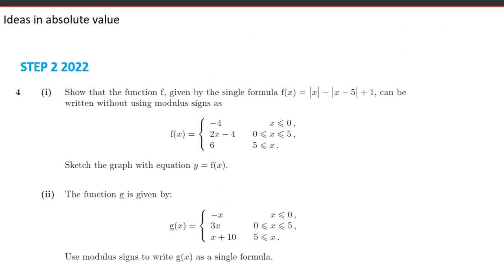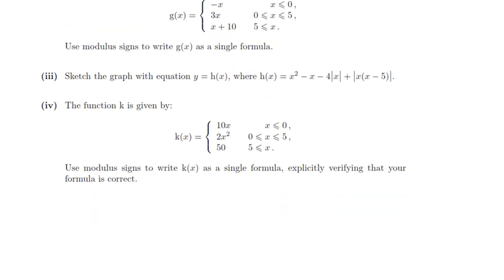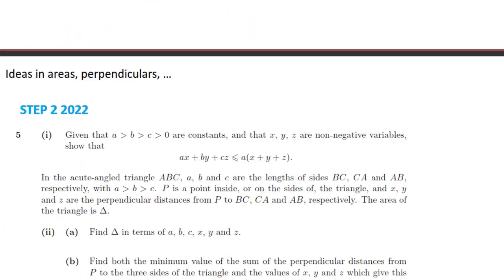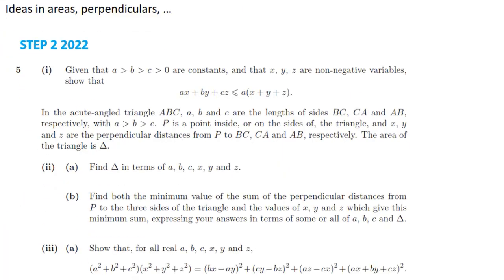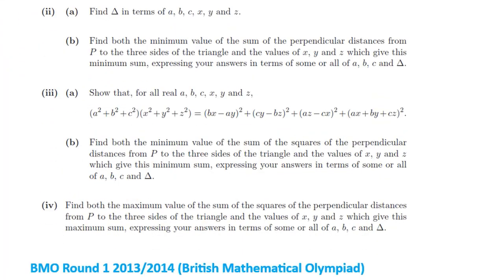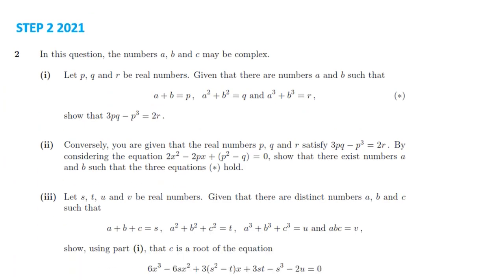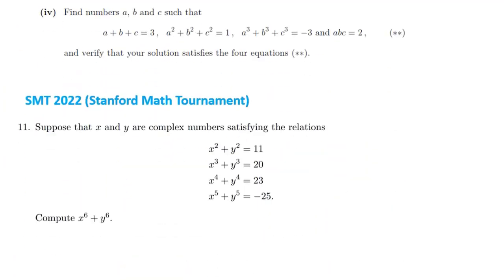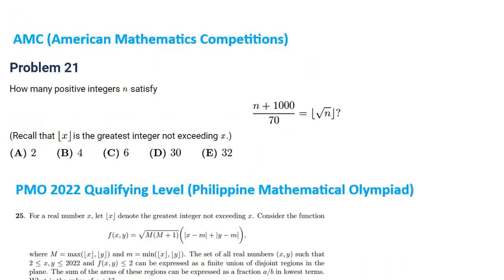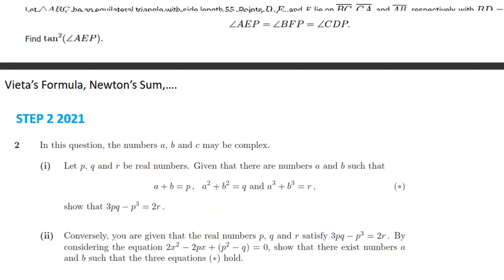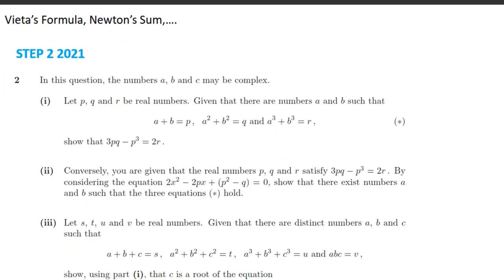With respect to our time, I should ignore some parts of absolute values to have time. For some ideas in areas, perpendiculars, I should solve some important parts. Let me see which of them are important. Vieta's formula is so much important. Newton's sum. And you have the problem of Stanford. Also this part is important. So let's solve these two ideas and then finish.